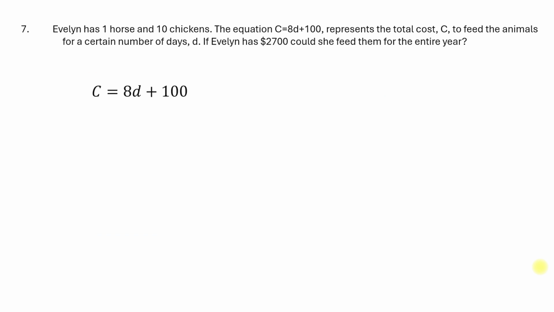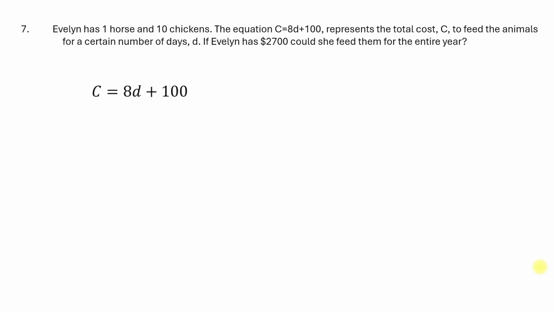Now we're on to our word problems. Evelyn has 1 horse and 10 chickens. The equation C equals 8D plus 100 represents the total cost C to feed the animals for a certain number of days D. If Evelyn has $2,700, could she feed them for the entire year?